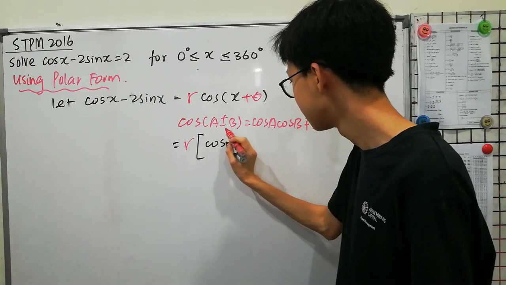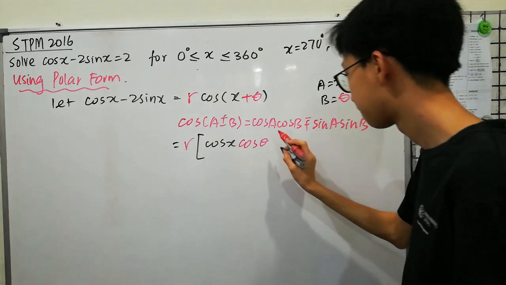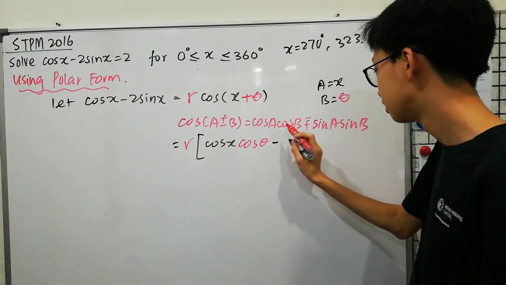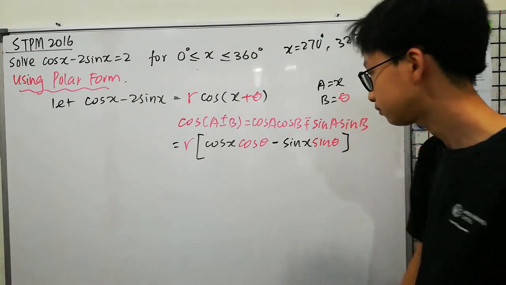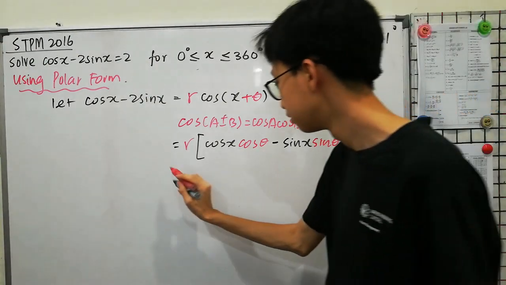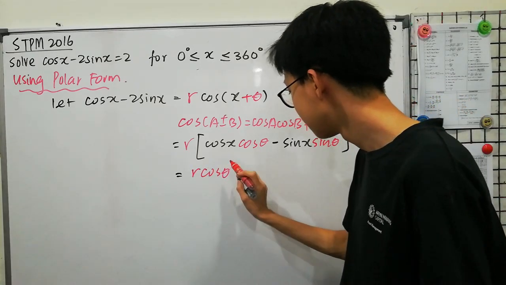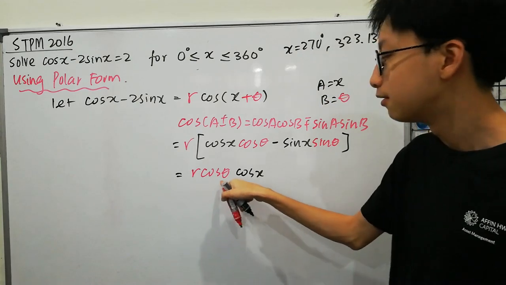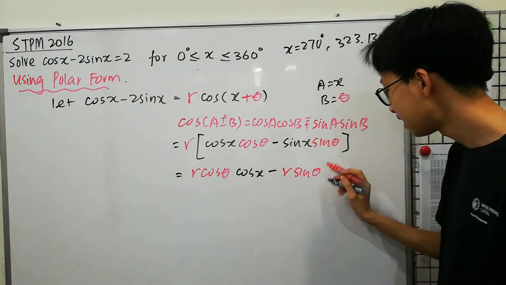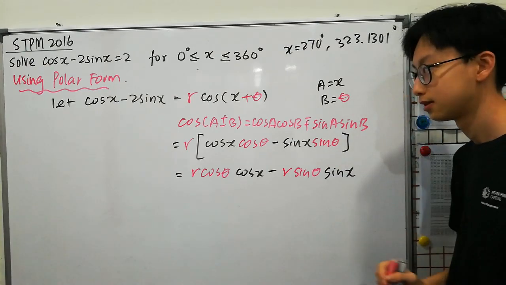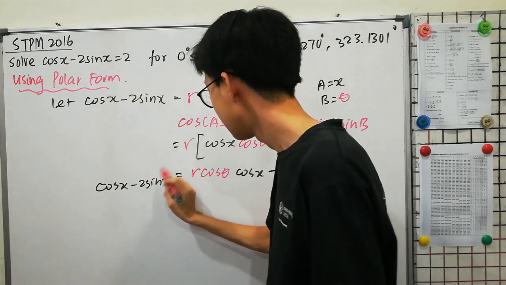We have r times cos x cos theta minus sin x sin theta. Then we expand the bracket. Okay, we have r cos theta times cos x. I write the red color together. Then minus r sin theta sin x. Okay, our left hand side is cos x minus 2 sin x.